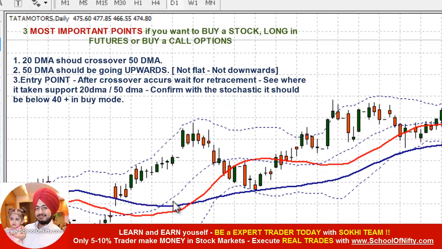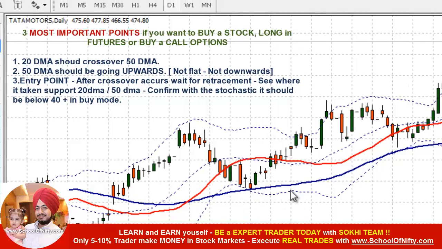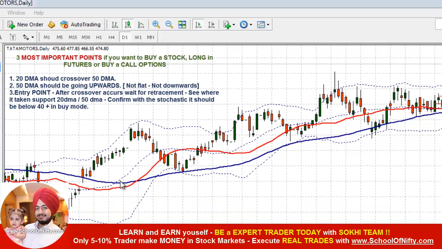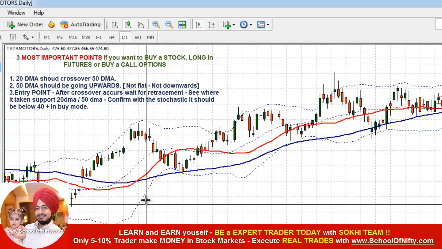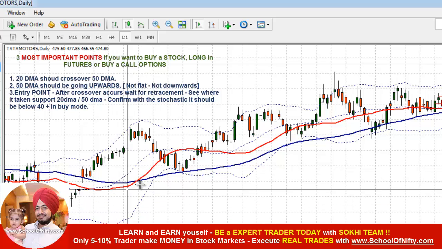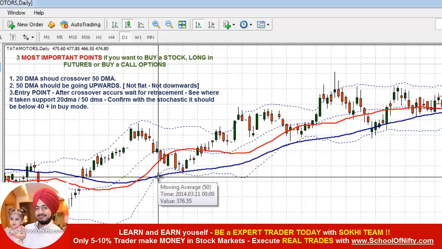Second criteria is that the 50 days moving average should be going upwards. As you see in this Tata Motors stock, from February onwards, the 50 days moving average is going upward. Now the question is, where do I buy? Fine. So let me teach you. First of all, you see the 20 days moving average is crossing over the 50 days moving average.